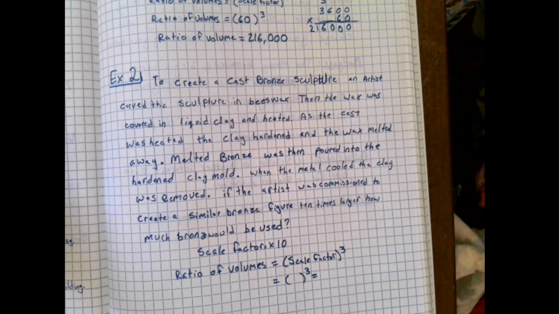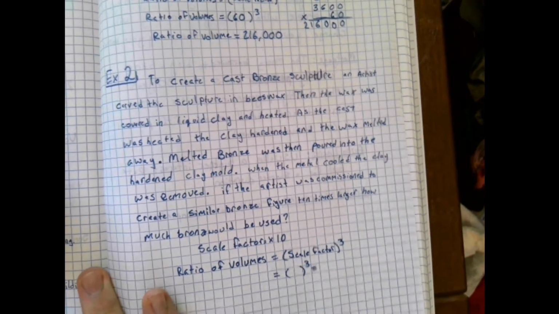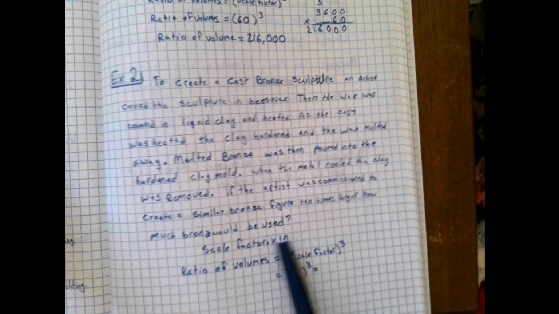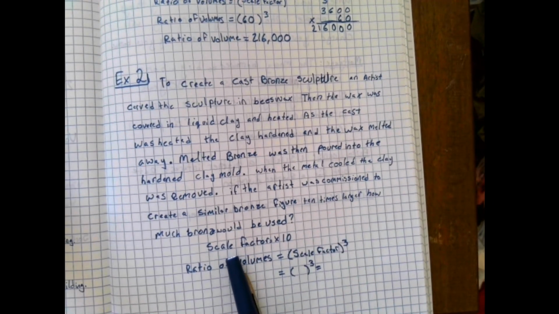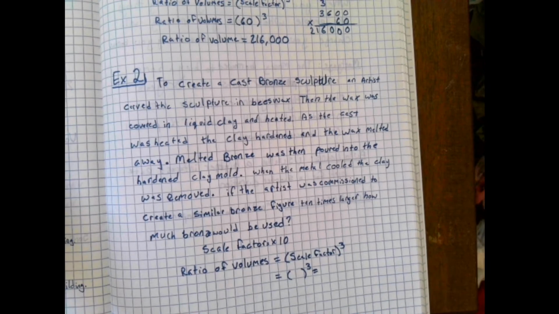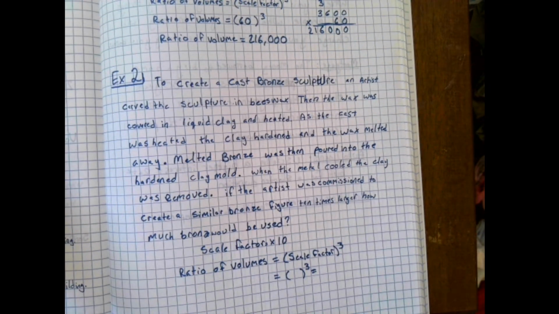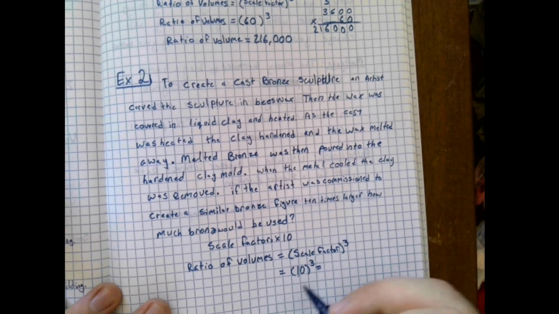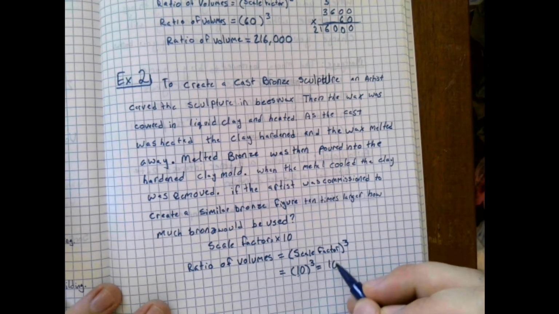Now, the majority of this question is just background information about how they make bronze statues. The important thing here is we're talking about how much material will be used to create a three-dimensional object. The amount of material in a three-dimensional object is its volume. So we use the amount that is being increased, 10 times larger. That's our scale factor. Our scale factor is times 10. The ratio of the volumes is the scale factor cubed, so we'll do 10 to the power of 3, which is 10 times 10 times 10, or 1,000.